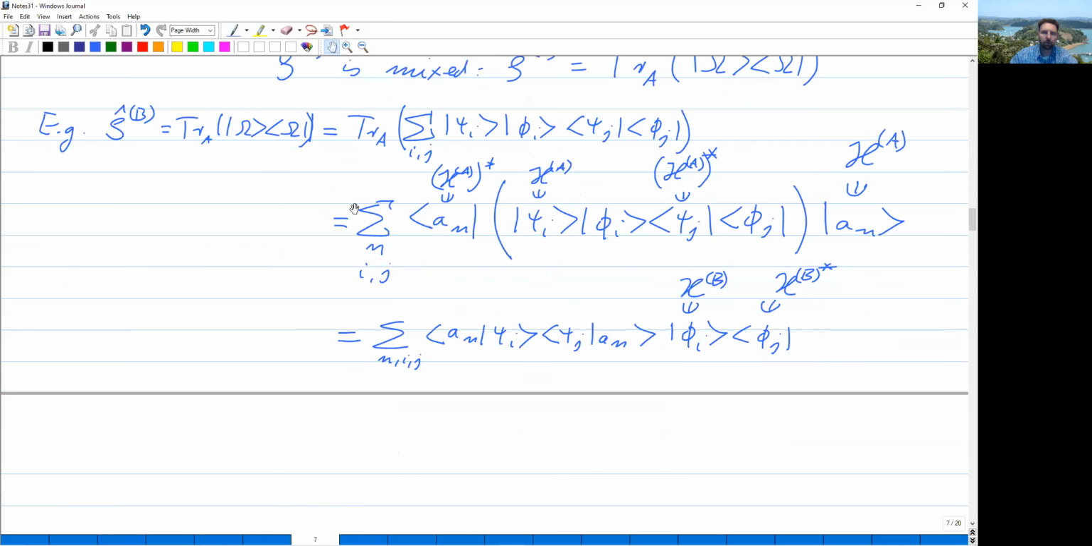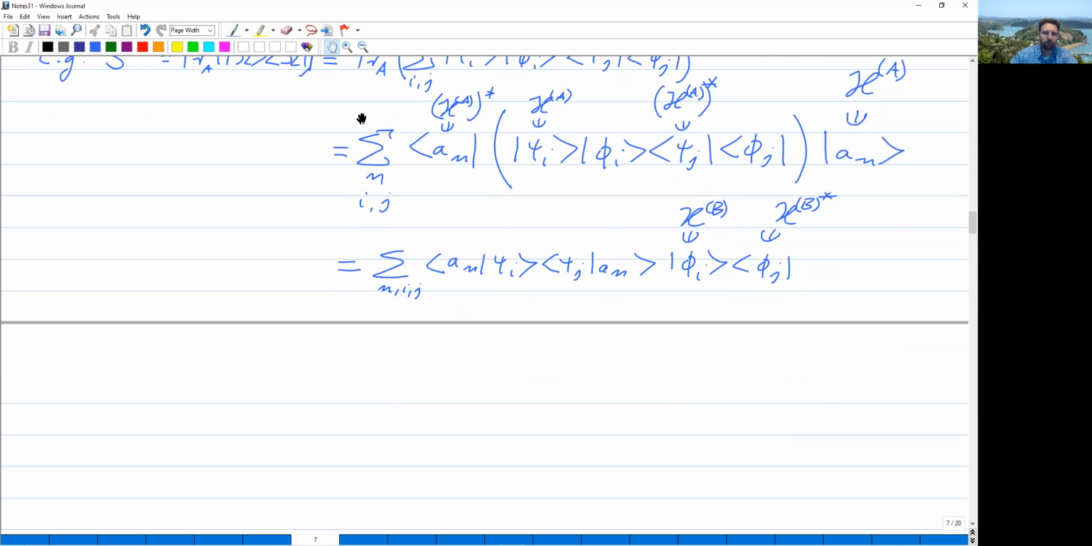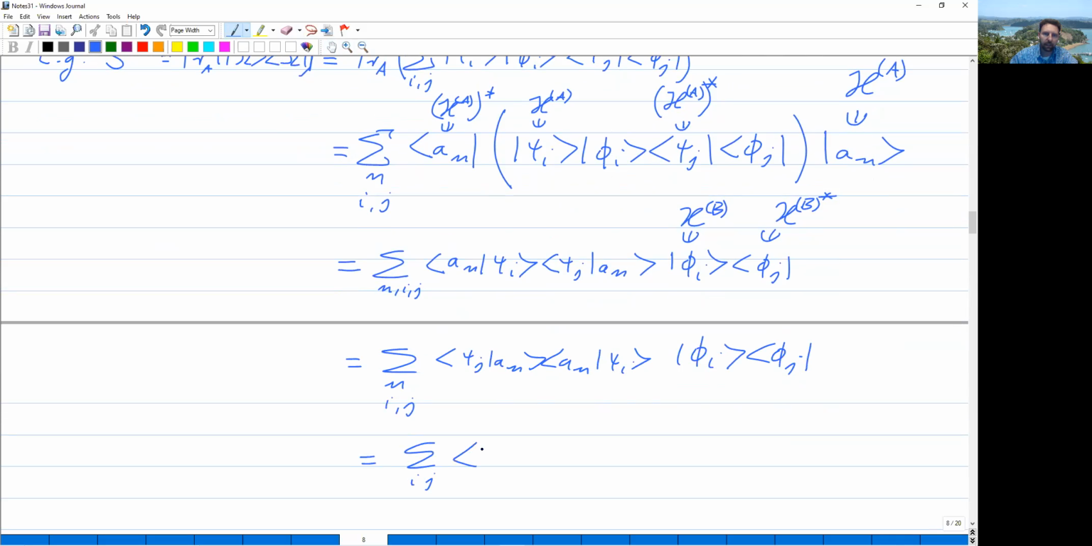Right. And now we can flip these two around, right? So this is then the sum over n and i and j, and then we have here psi j, a_n, and a_n psi i, and phi i phi j. This is a resolution of the identity here, so we just end up with the sum over i and j, and then these numbers, psi j, psi i, those overlaps, and then here we have phi i, phi j.